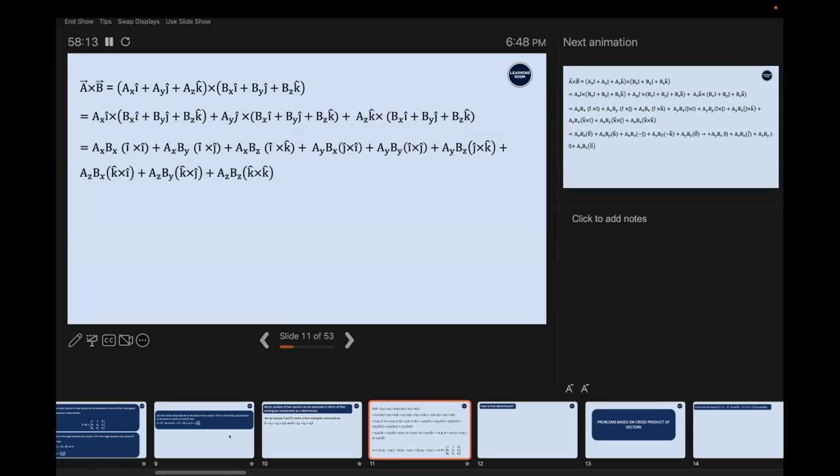Plus you go in a similar pattern, what will you get? Ay bx, j cross k. I told you, remember that order is very important. That is j cross k plus ay by. There is a mistake here. Can you correct it?